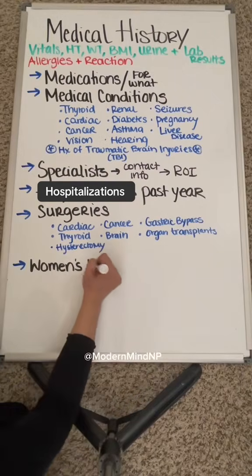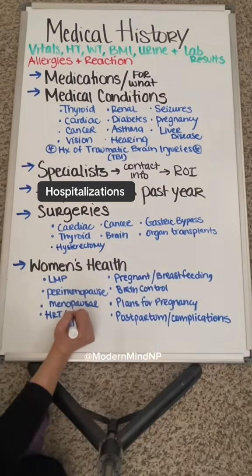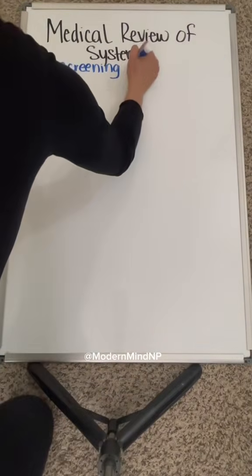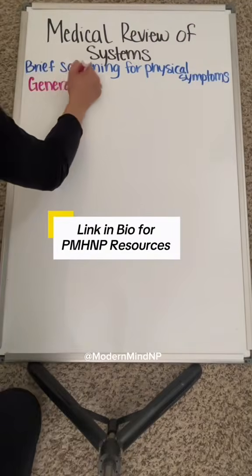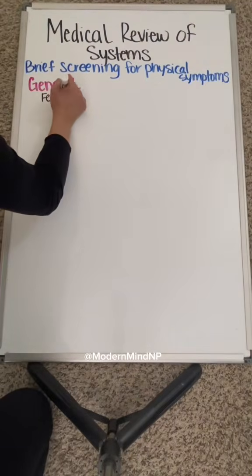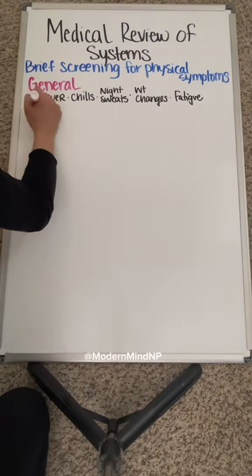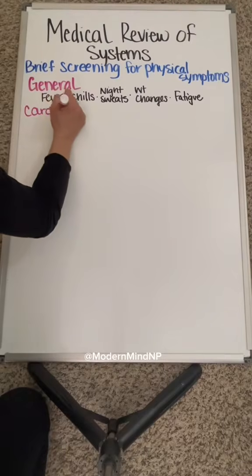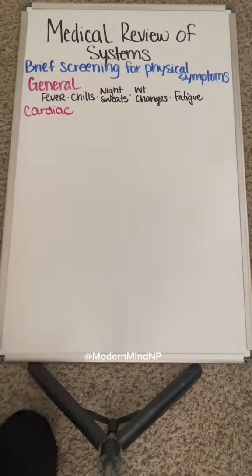Then of course we want to get into the women's reproductive health history, specifically if they're pregnant or breastfeeding, because that's going to play a role in what meds we're going to prescribe. Then the medical review of systems. So this is just a brief screening of their physical symptoms currently, and we've all done this in health assessment class. There was a requirement for the Psych NP program.